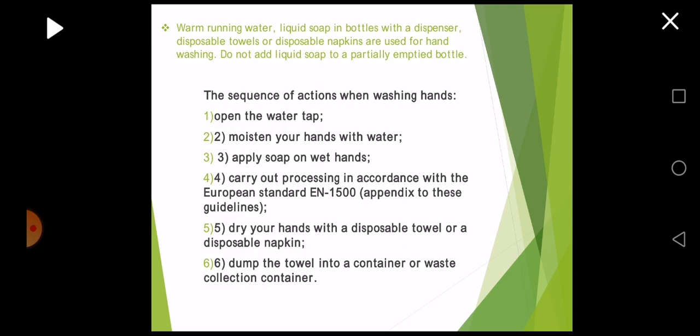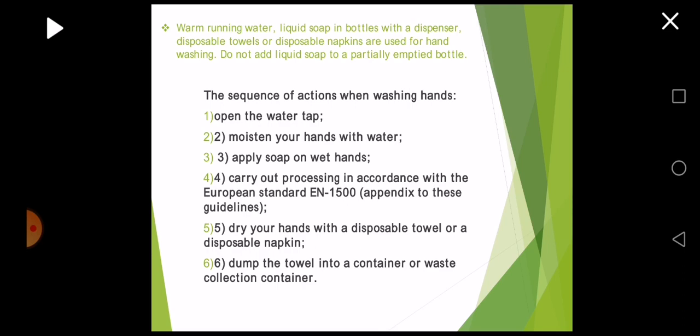Warm running water, liquid soap in bottles with a dispenser, disposable towels or disposable napkins are used for hand washing. Do not add liquid soap to a partially emptied bottle. The sequence of actions when washing hands.